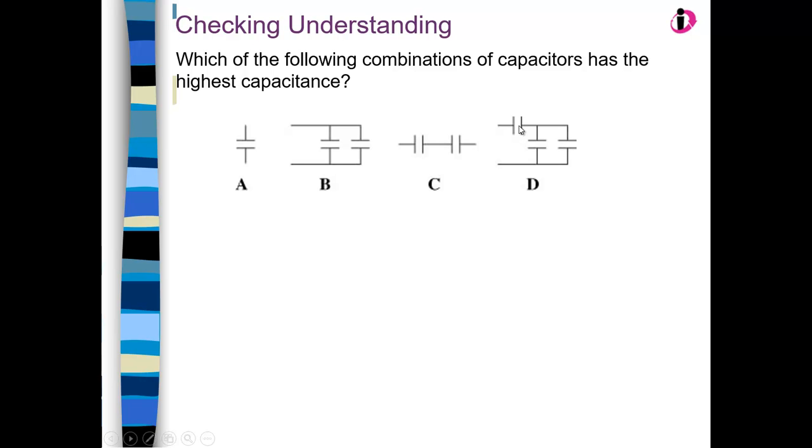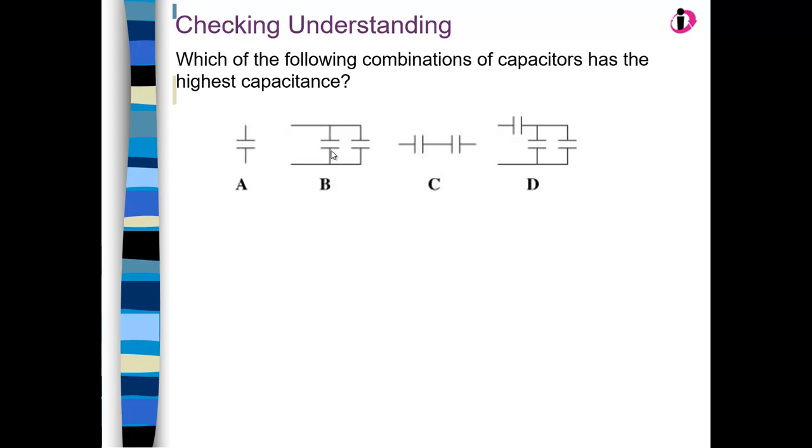And when you do that, capacitors in series actually reduce the total capacitance. Capacitors in parallel actually add to the capacitance. So the only place that you're adding to capacitance is B.